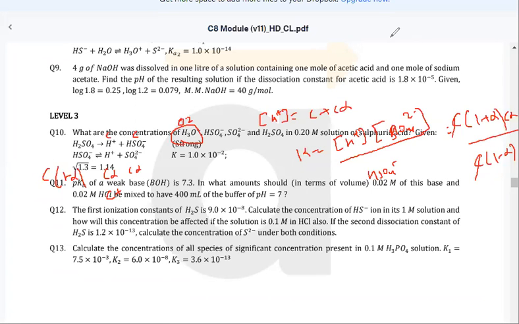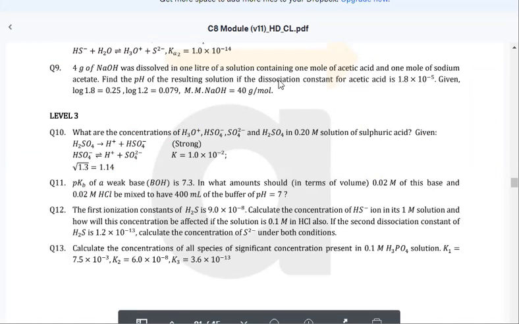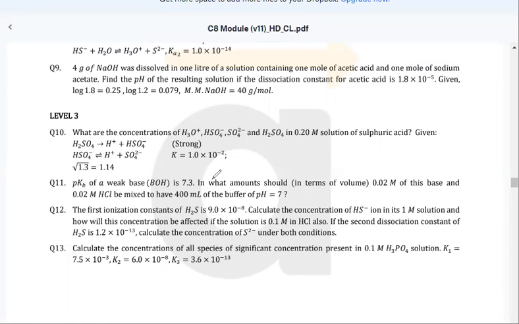Okay, everyone. Now let's see question number 11. pKb of a weak base is given. In what amount should 0.02 molar of this base and 0.02 molar of HCl be mixed? See this, right? Weak base. Write down the information. Weak base pKb is given.